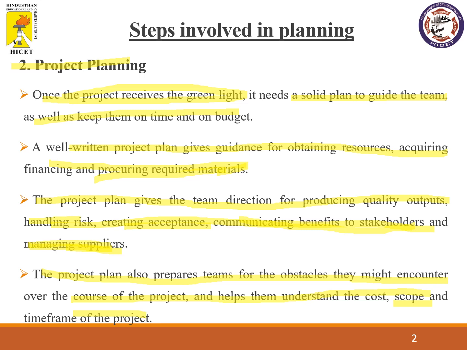So to understand all these things and plan for all those obstacles, the team should be able to understand the cost, scope, and time frame of the project. If the team clearly understands the cost for this particular project, they will be able to complete the project within the cost. What will be the scope for the project? This is the scope, so they will be working accordingly. And what is the time frame? If the time frame is clearly given, the team may be able to complete the project within the required time, and no extension of time will be required.